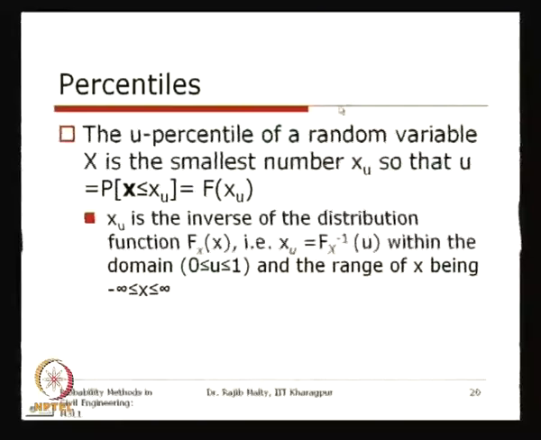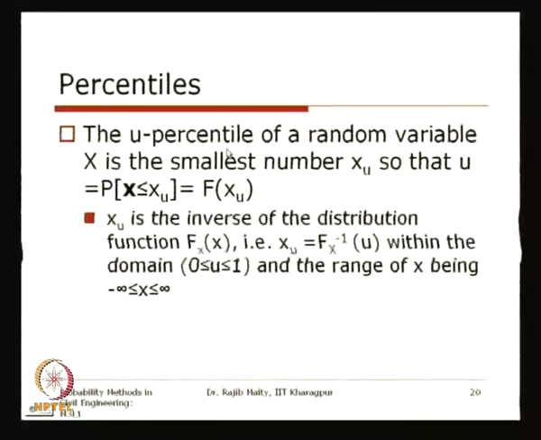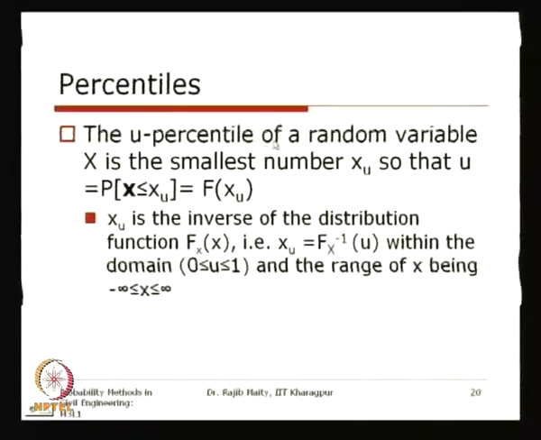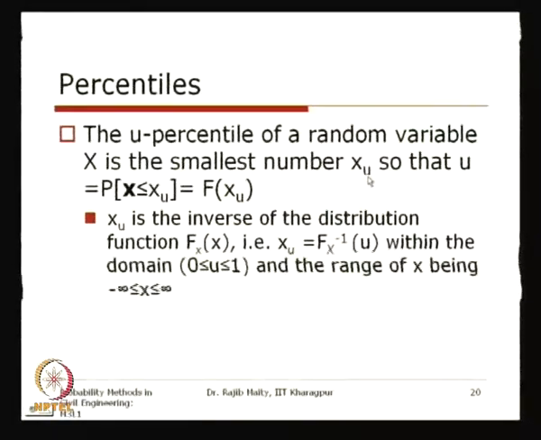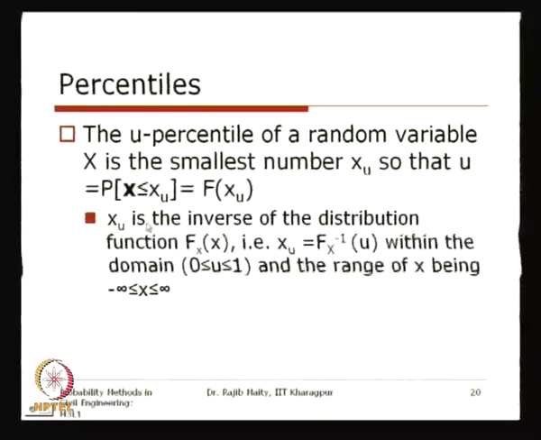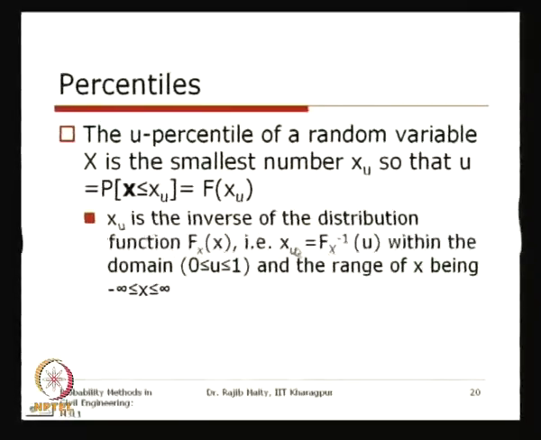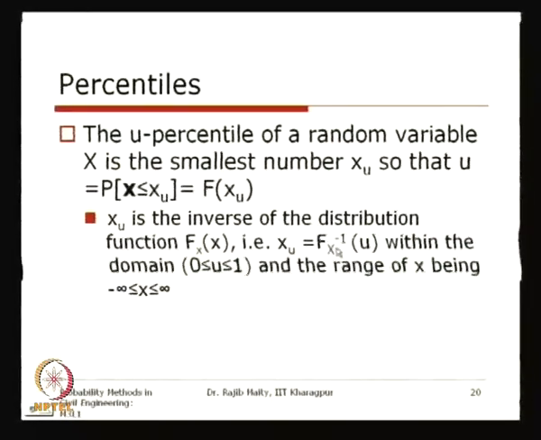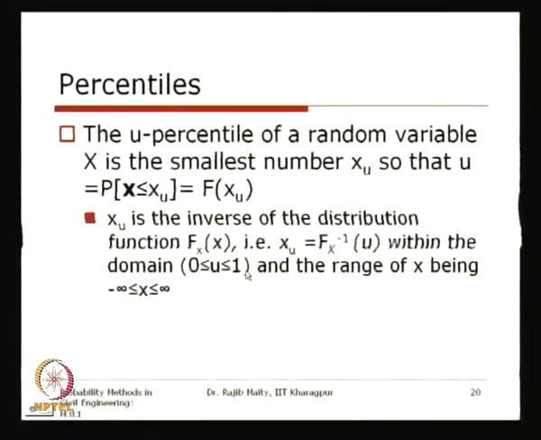Now we will see the concept of the percentile for a random variable. The u percentile of a random variable X is the smallest number x_u such that u equals the probability of X less than or equal to x_u. To determine x_u, it is generally the inverse of the distribution function F_X, that is x_u equals F_X inverse of u, within the domain 0 to 1.